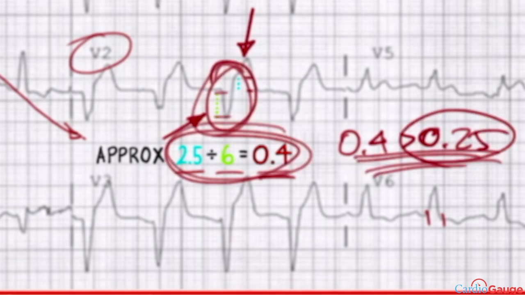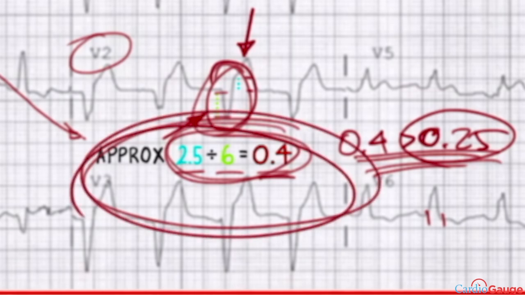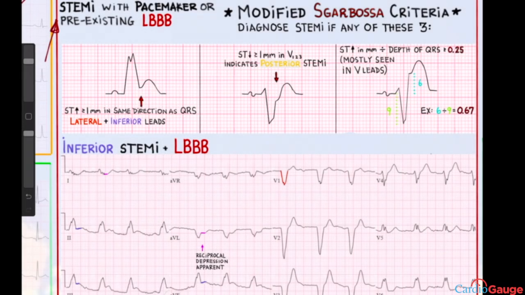I personally find that criterion a little overly sensitive because a lot of patients with left bundle who aren't having any symptoms will meet this specific criterion for STEMI, and they clearly aren't having that. So that's something to keep in mind. But if you were ever to be tested or asked about this type of thing, the examiner would be referring to the modified Sgarbossa criteria. It's really the standard for diagnosing STEMI in the presence of a pacemaker or left bundle.